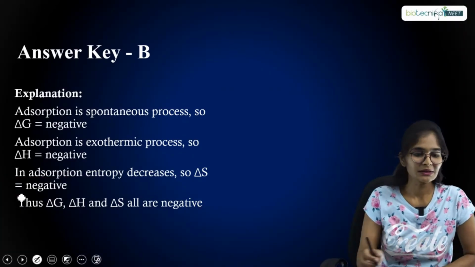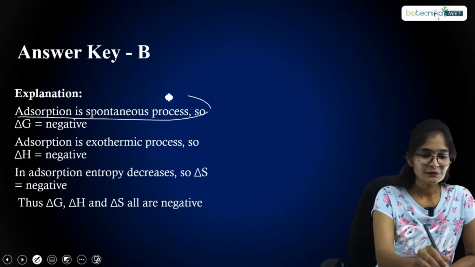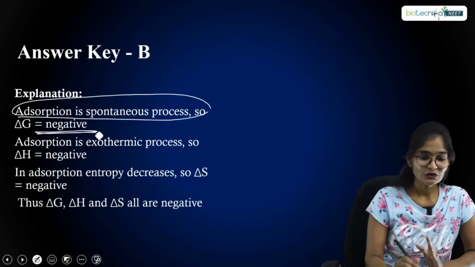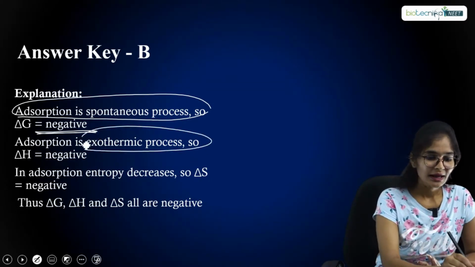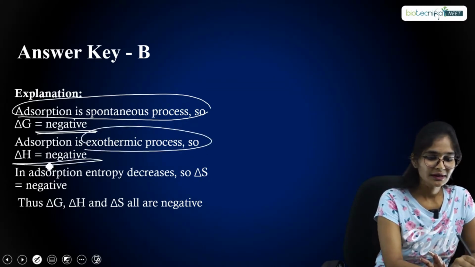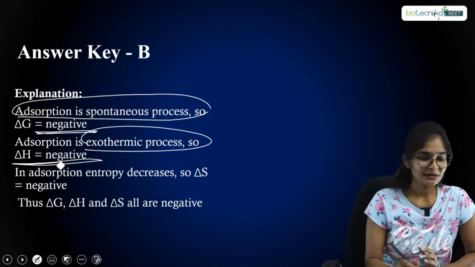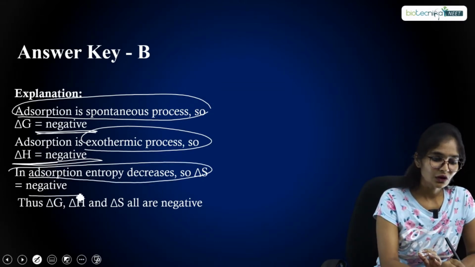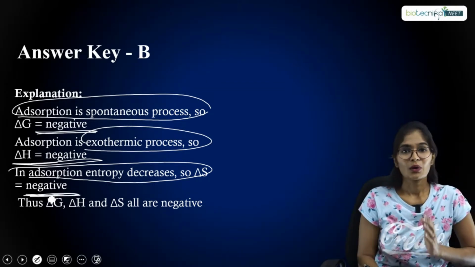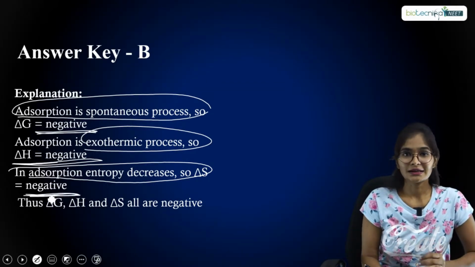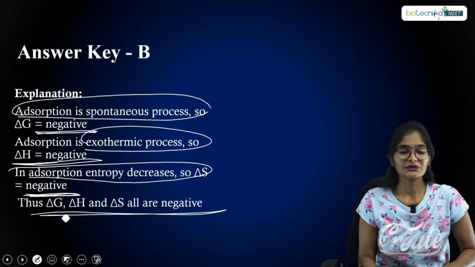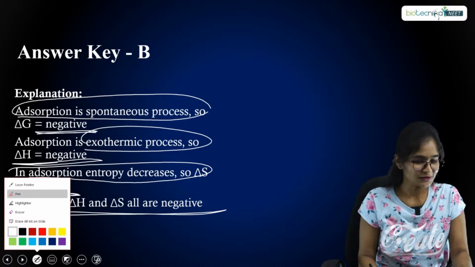Okay, why is it B? Because adsorption is a spontaneous process, that's why delta G must be negative. Adsorption is an exothermic process, and that's why delta H must be negative, right? And coming to the last one, in adsorption entropy decreases, that's why we always consider delta S as negative. So delta G, delta H and delta S, all must be negative, right? So very good, students. You have remembered the adsorption process.